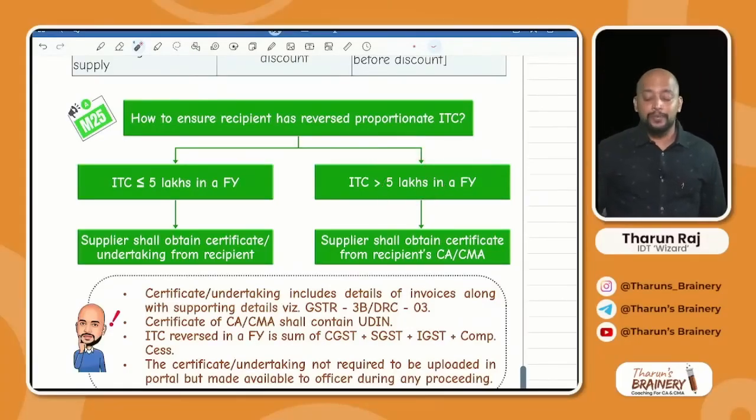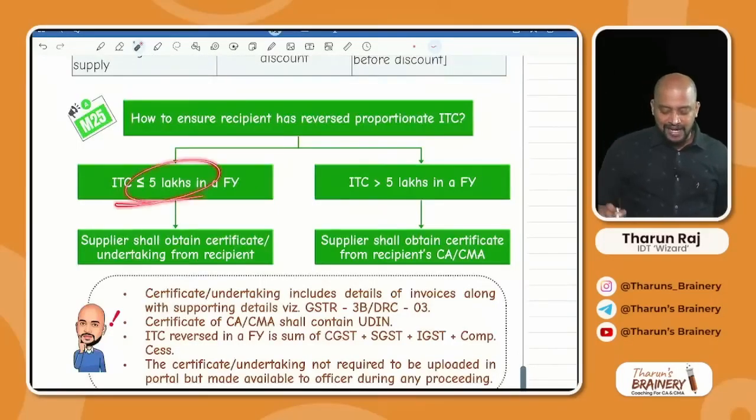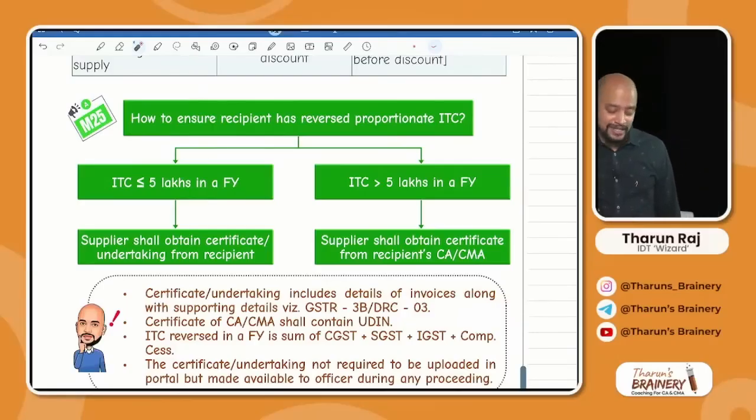Is it clear? This 5 lakhs should be what? The value of the ITC component. That is, in our example we discussed this 60 rupees. That is the credit note related ITC component which they need to reverse. So it should be 5 lakhs, in a financial year, against one supplier, not all suppliers, against one supplier.